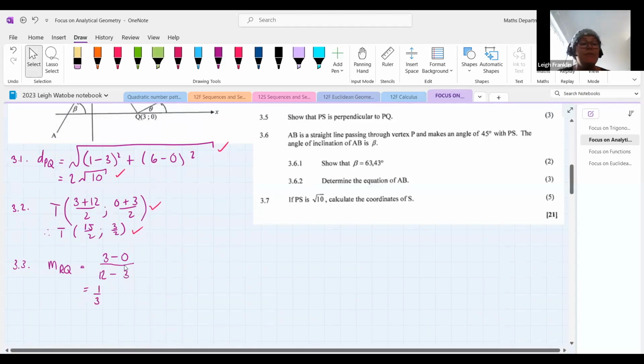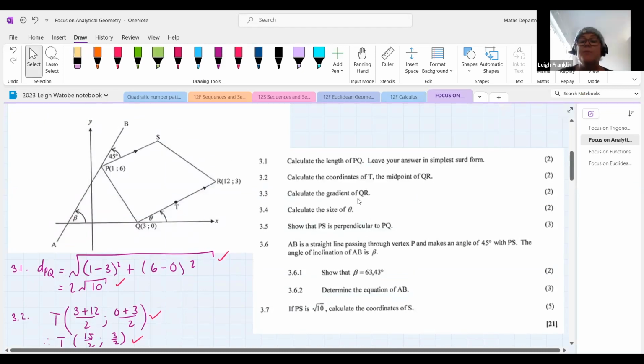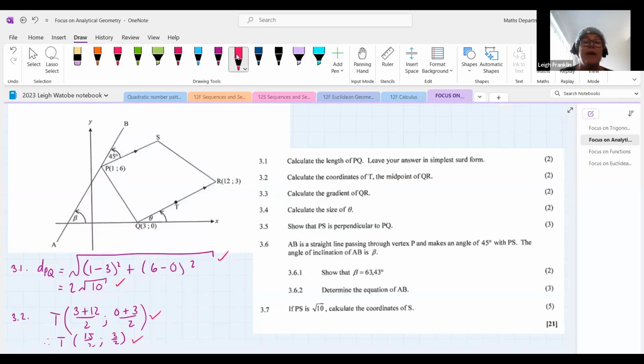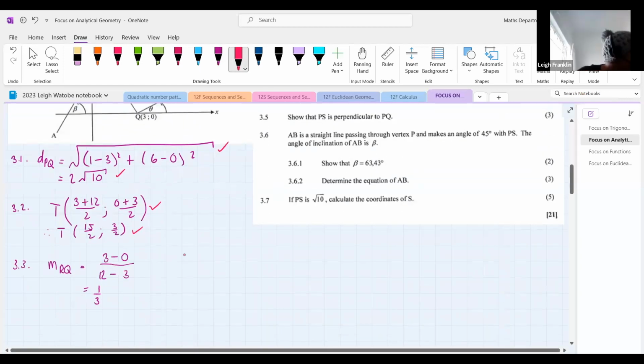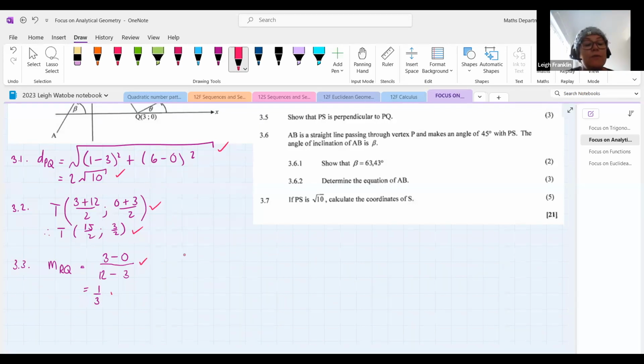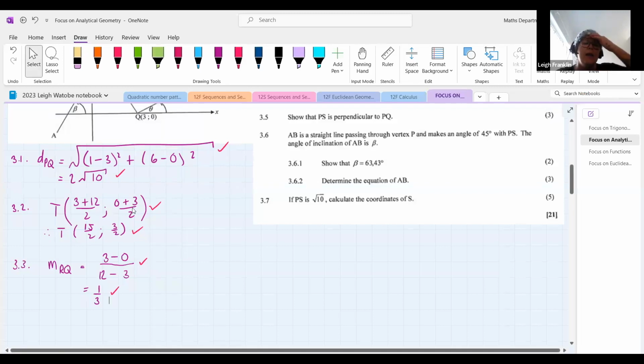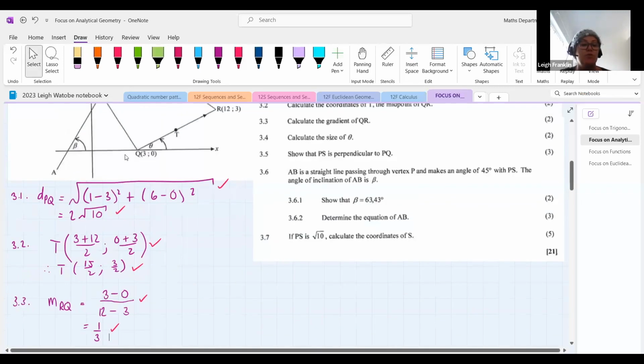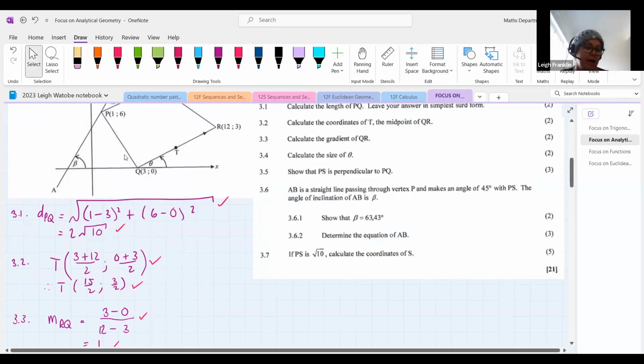Okay, so again, be careful. Especially with gradient, if you put change in x at the top and change in y at the bottom, they are likely to mark you down on that. So 1 mark for subbing in, 1 mark for the answer. Like with Euclidean geometry, when we answer questions in the beginning on analytical geometry, it helps us build up a picture or a set of information about the diagram that we are working with, that more than likely we are going to use later on. So it's just knowing what to use where.